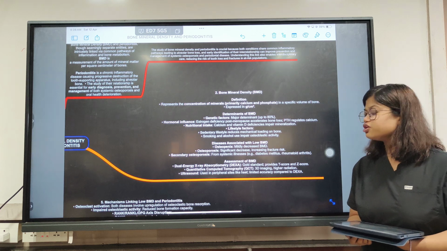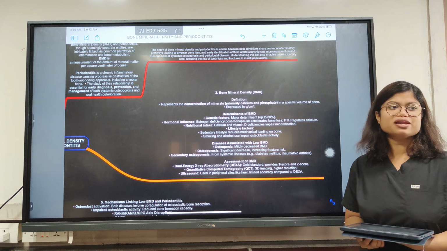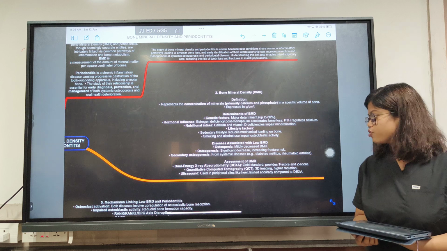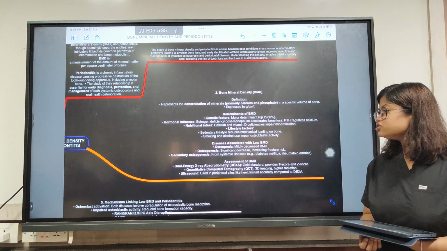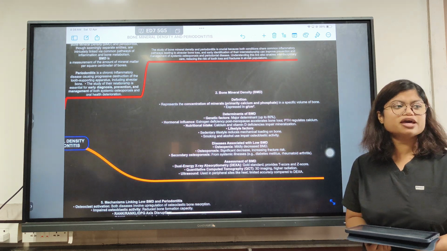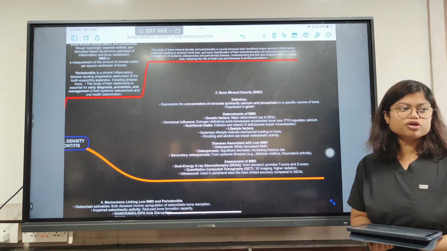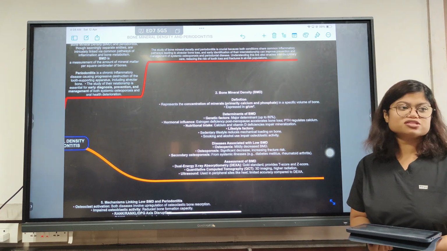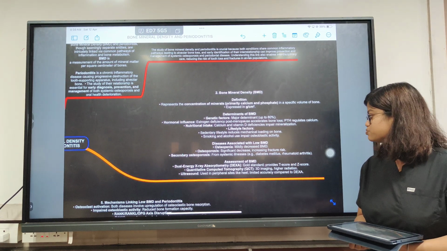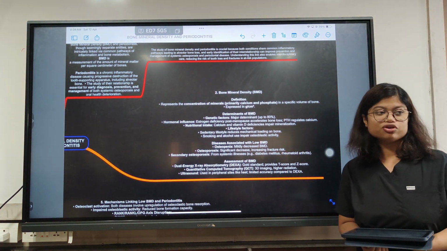So diseases associated with low BMD: osteopenia, in which it is mildly decreased. It will not be classified into osteoporosis. It is a precursor of osteoporosis. Osteoporosis, on the other hand, is a significant decrease, increasing fracture risk, and brittle bones will be there. The bones will be prone to fracture. And coming to secondary osteoporosis, it is associated with systemic illnesses and comorbidities such as diabetes mellitus and rheumatoid arthritis.